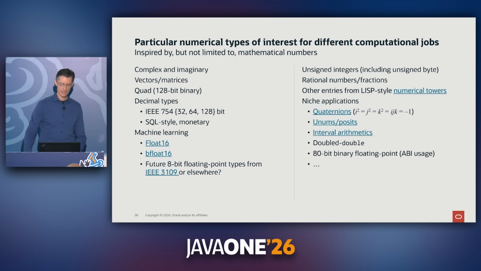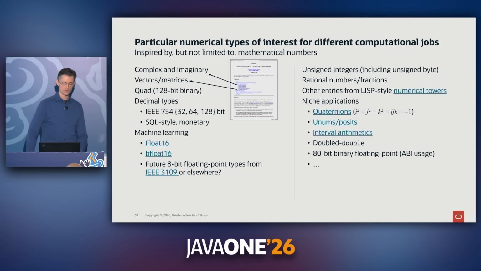So what are some of the numerical types we'd want to have available for different kinds of jobs? If you're doing traditional scientific and engineering computations, you would want types like complex and imaginary numbers and vectors and matrices. There's a group called Java Grande from years ago that had that sort of interest and made that exact recommendation. You might also want higher precision floating point types, something like quad. If you're interacting with databases or doing monetary calculations, you might want decimal types as well.